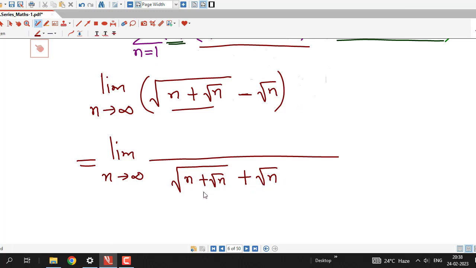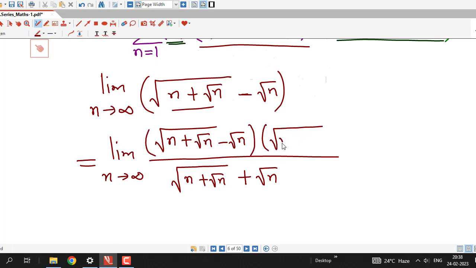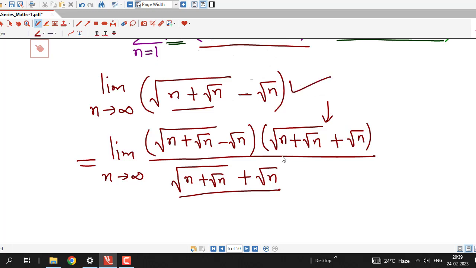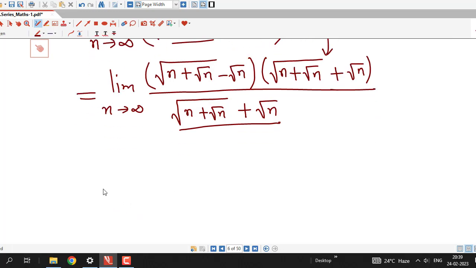I multiply and divide by this quantity. Square root of n plus square root of n minus square root of n is multiplied with square root of n plus square root of n plus square root of n, and because we are multiplying with this quantity, we have to divide with this quantity. So we are rewriting this in this way. We are considering the positive sign here and we multiply and divide by that quantity.